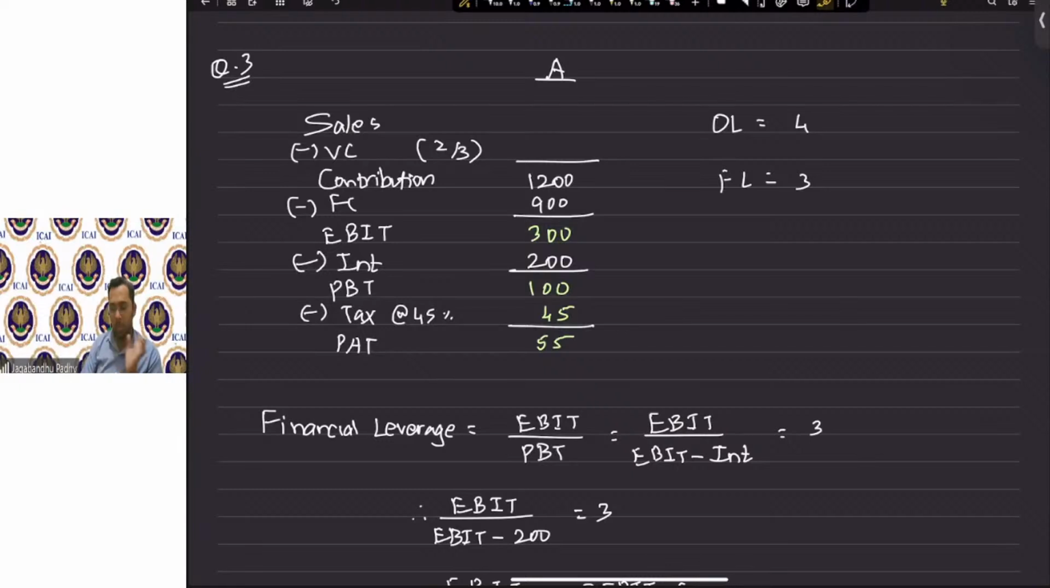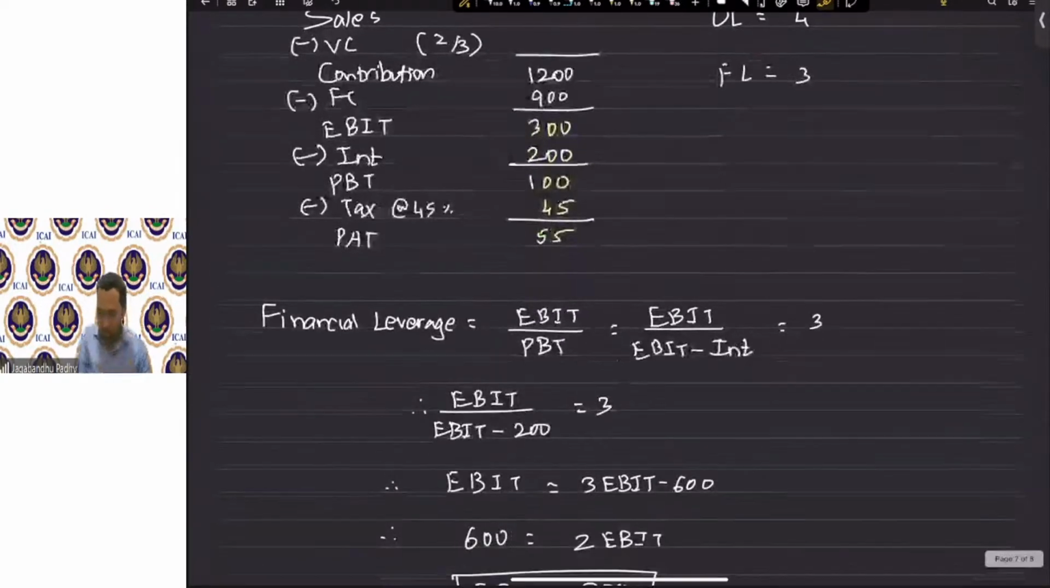Variable cost is two-thirds of sales. Contribution is 1200. How do we get the sales and variable cost figures? Sales is 3600, and variable cost is 2400. Okay, simple.